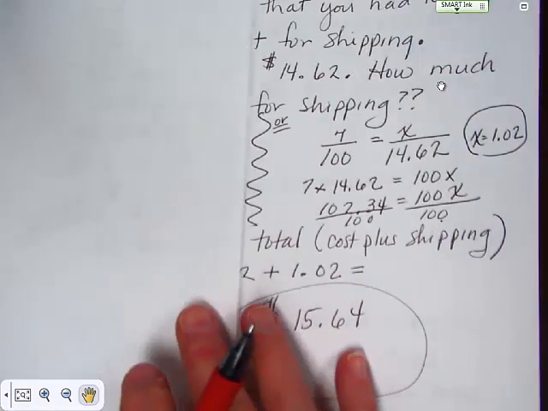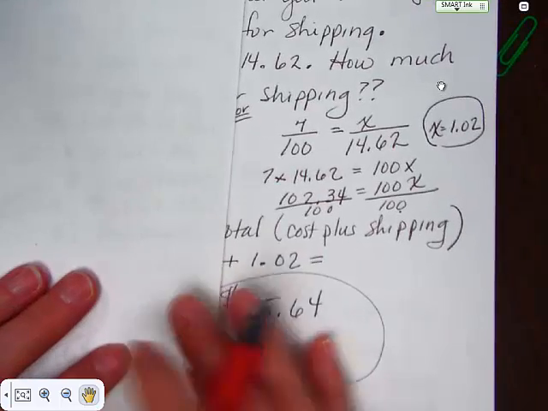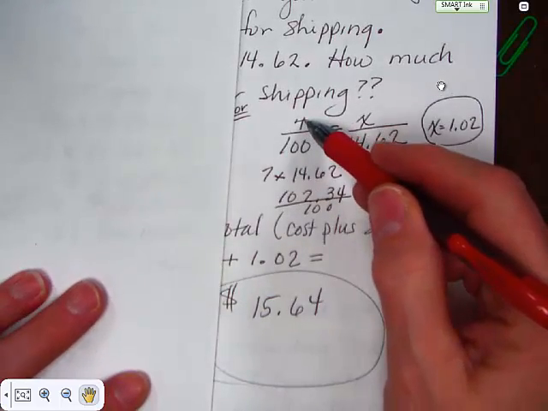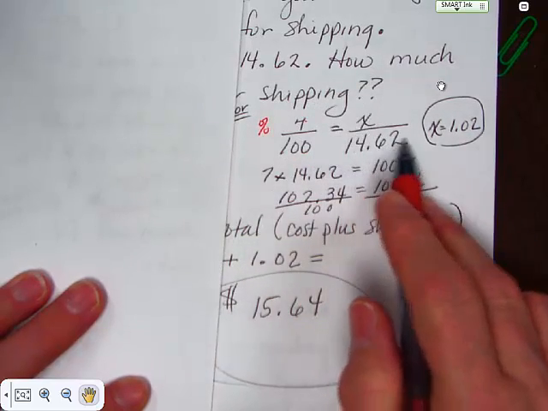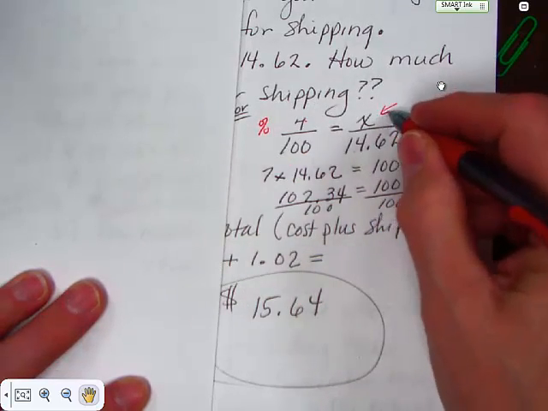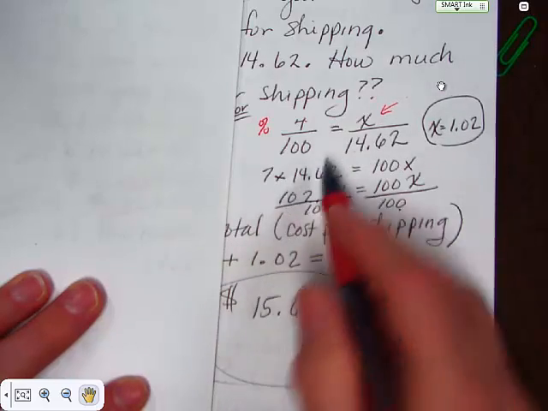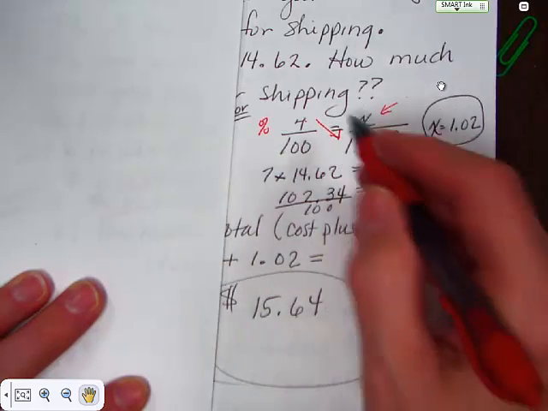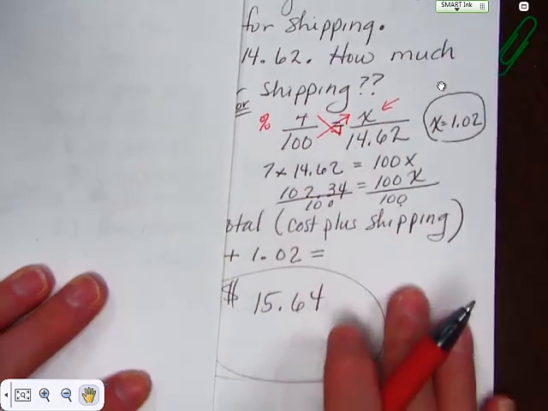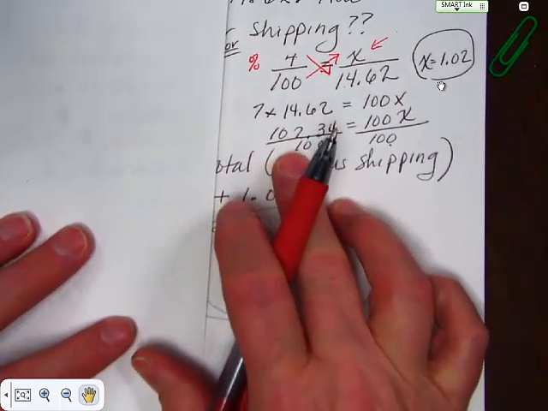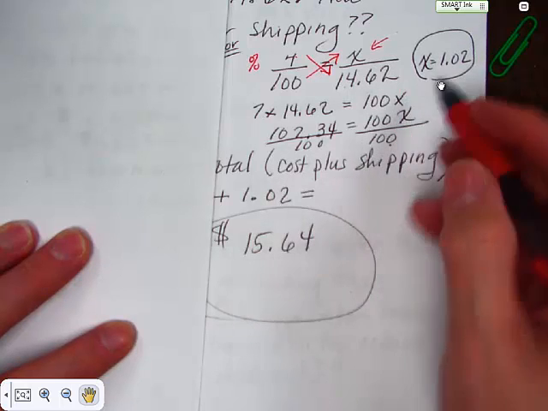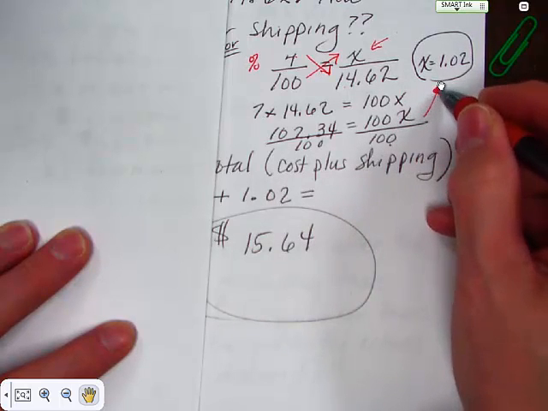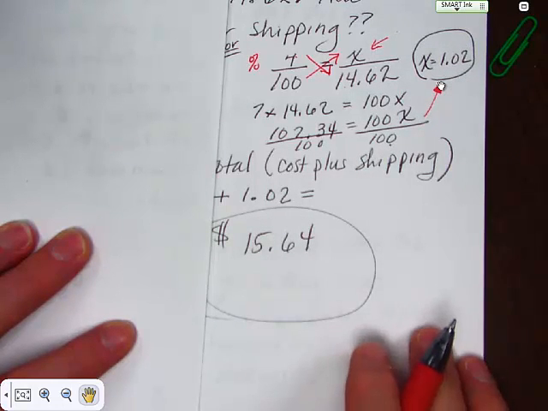Over here, the other side of the story, 7% over here. 7 over 100 equals x over 14.62. We're still looking for this missing amount. 7 times 14.62 equals 100 times x. You do the math, you end up with 102.34. You're going to divide that by 100, and you still end up with the same answer, $1.02.